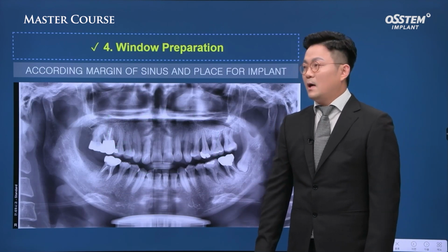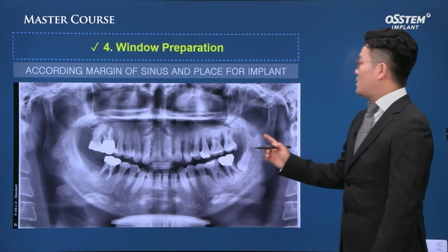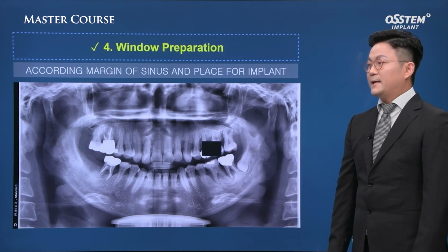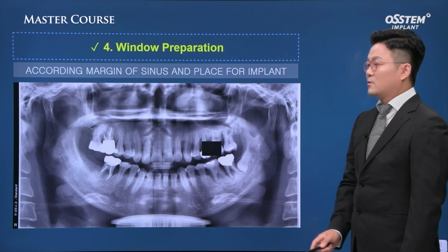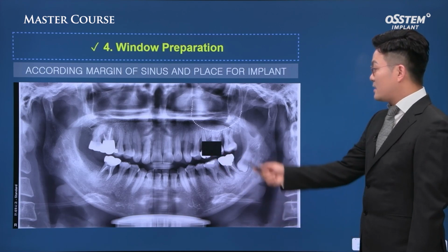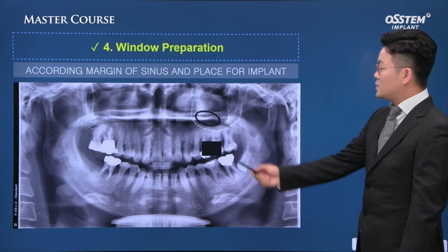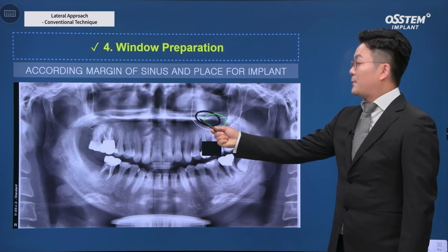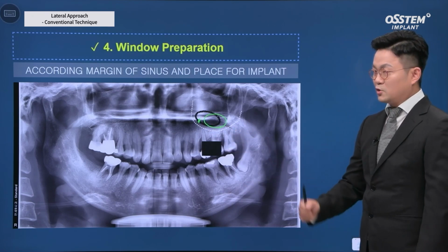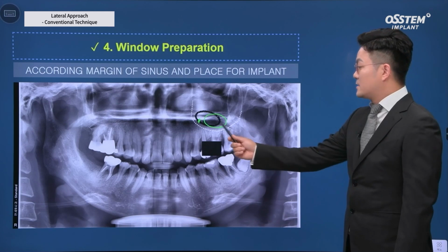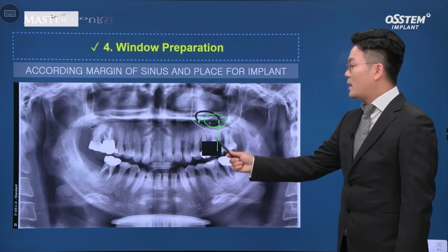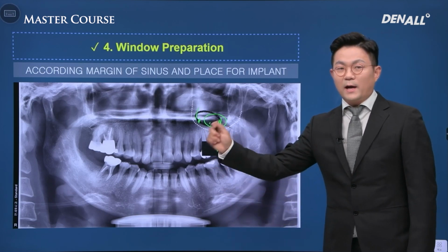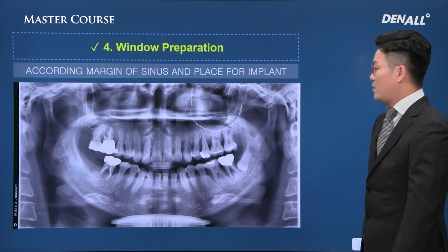So let's look at an actual case. For this patient, where should we make the window? Number 20 is not in good condition, so you have to extract the tooth. Where should the window be? If it is at the sinus inferior margin, then this black area is where the window needs to be. But if you make the window like this and detach the membrane here, there could be a tear. So if possible, place it at the middle of where the implant will be placed, and on the front side it's better to be closer to the sinus inferior margin.